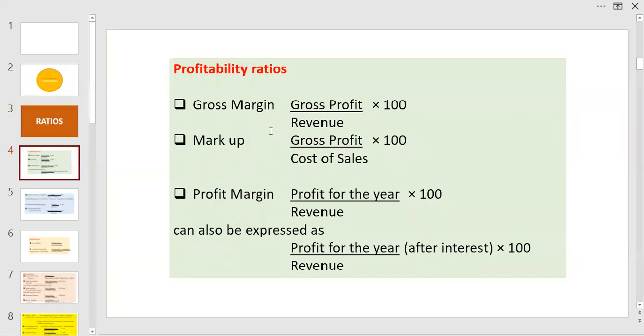The next one will be markup ratio. Here again, the gross profit will be divided by cost of sales, into a percentage. Profit margin ratio will be profit divided by the turnover, into a percentage. Here the profit can be interpreted or defined in different ways. For example, profit can be before the interest charged or maybe after the interest charged.